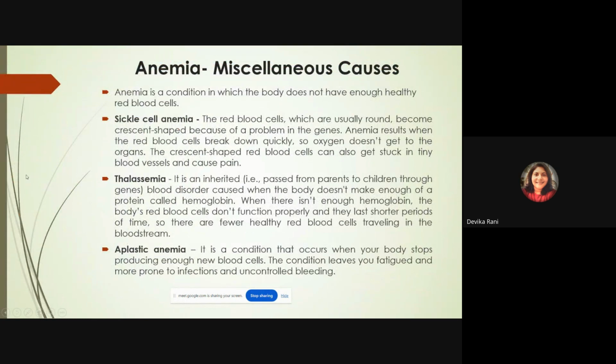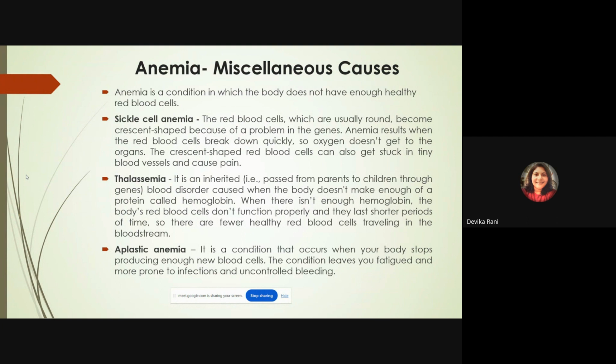So the first was sickle cell anemia. Now over here, the red blood cells, which are usually round, become crescent shaped because of a problem in the genes of a person. So crescent shaped, if you know the crescent shape of a moon or a sickle shape, they become like that. And the anemia results when the red blood cells break down quickly, so oxygen doesn't get to the organs.